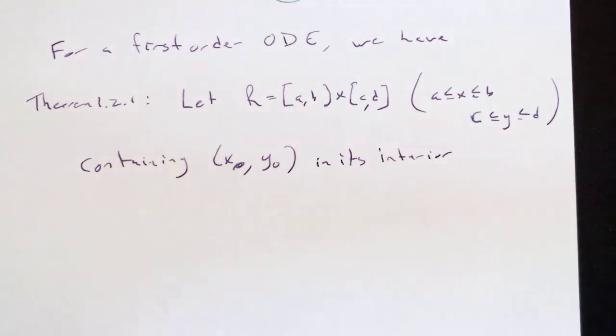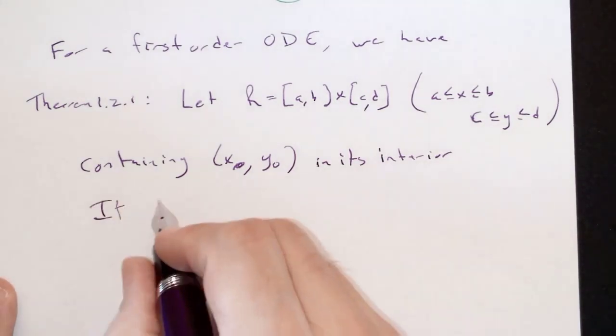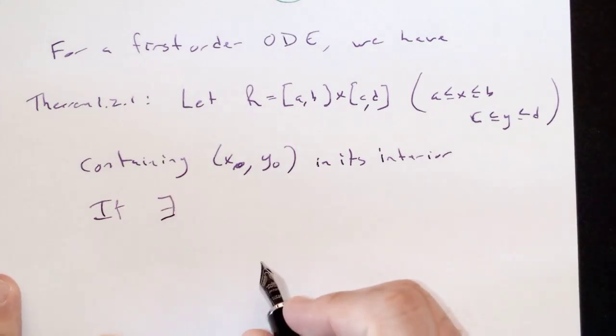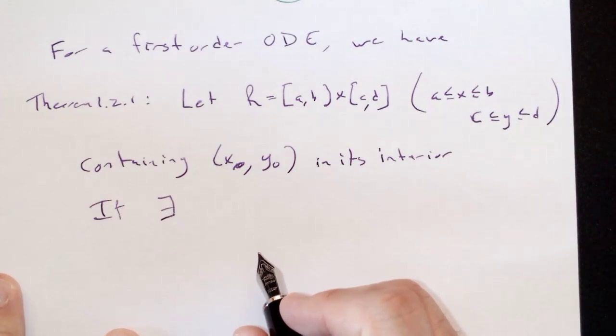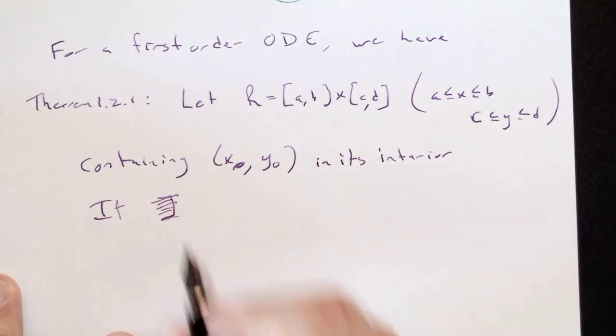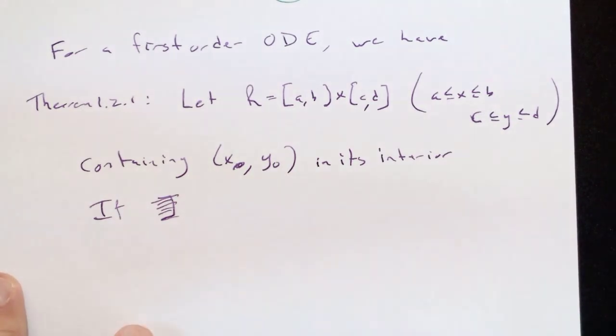I suppose I do care because it can't be on the edge. It's got to be inside the rectangle. So in its interior means it can't be on the edge. If there exists, remember that backwards E symbol from discrete? There exists. Oh, sorry, that's part of the conclusion. I skipped a line in my notes.